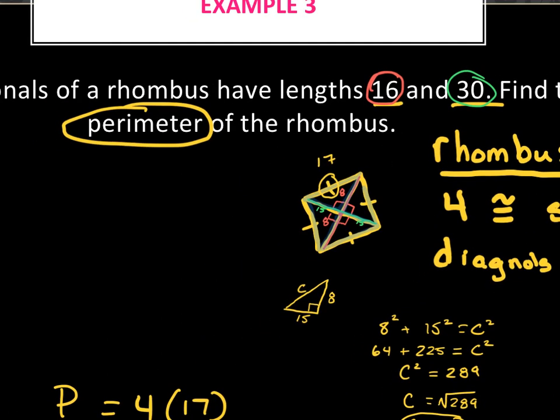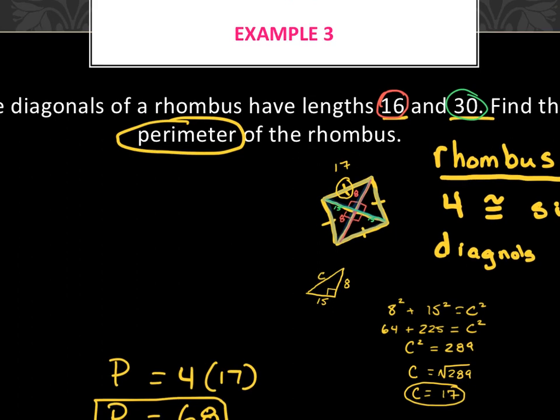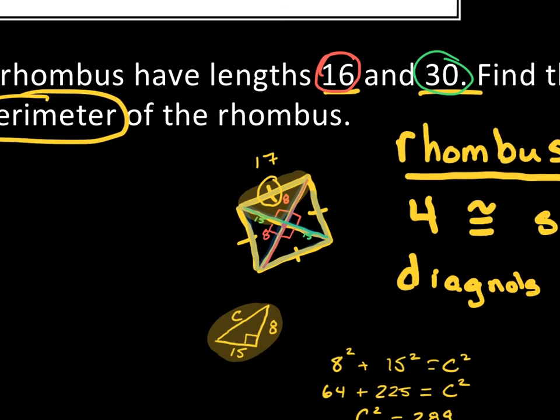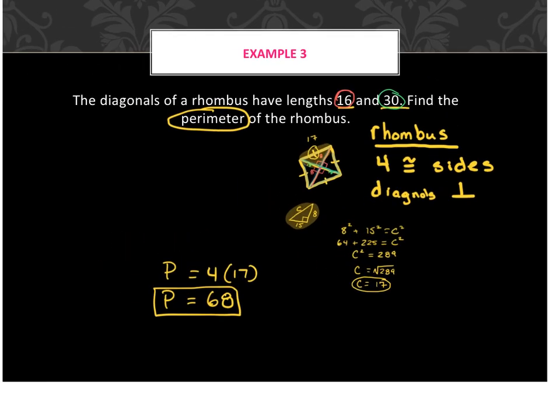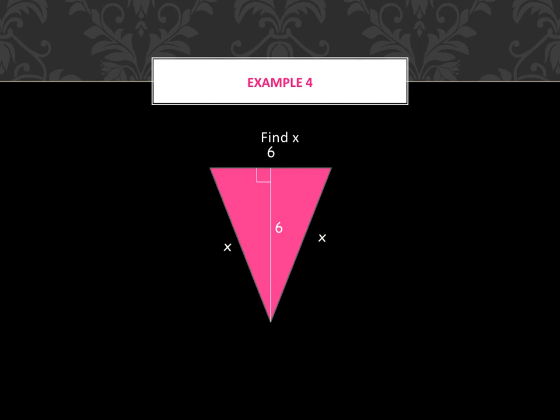What we did was figure out that this little triangle we figured out right here was actually this one right there. So we only figured out that little portion there, that little portion was 17. And there's 4 of those little portions. All right, one more.